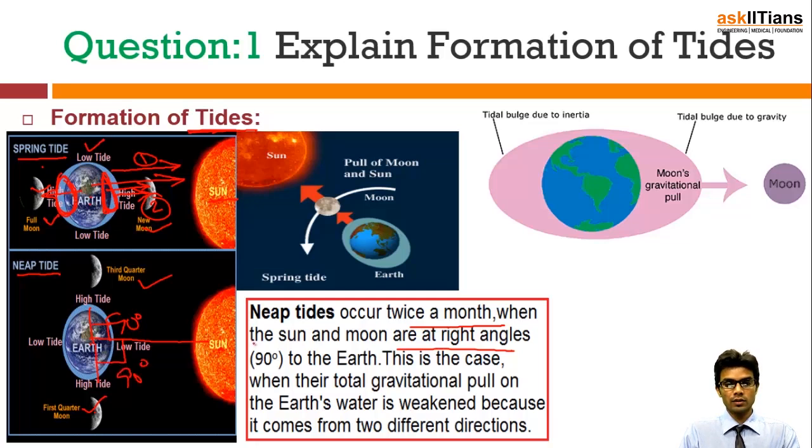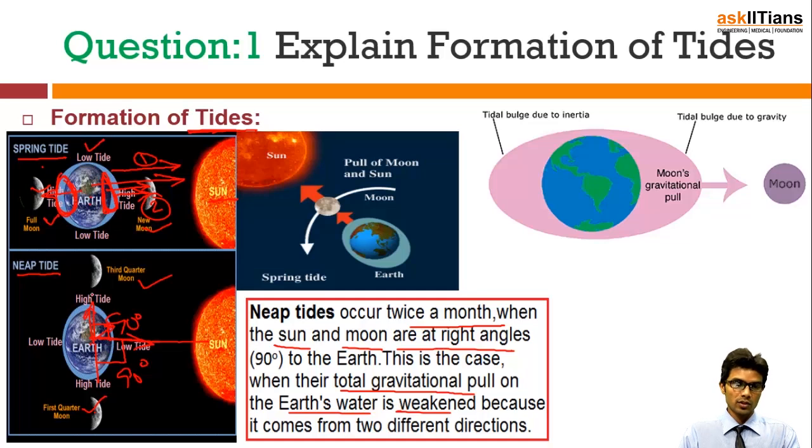So if sun and moon are at right angle to the earth, in this case, the total gravitational pull on the earth's water is weakened. Because it comes from two different directions: the force of attraction between earth and sun is this way, and between the earth and moon is this way. So the resultant of these two will be this way.